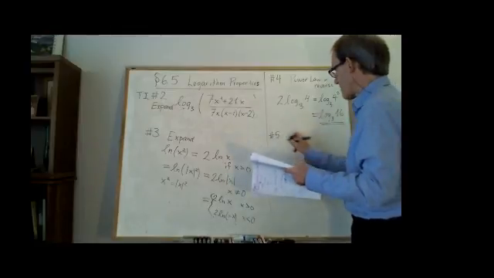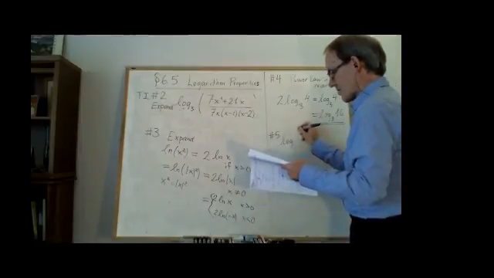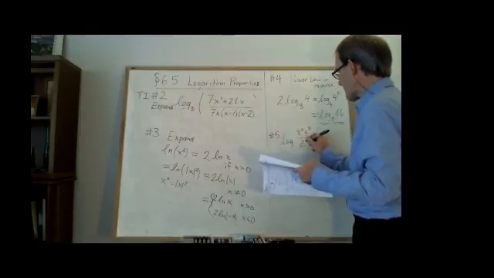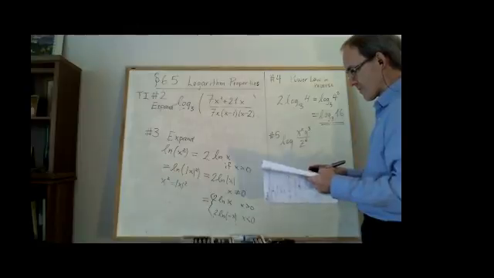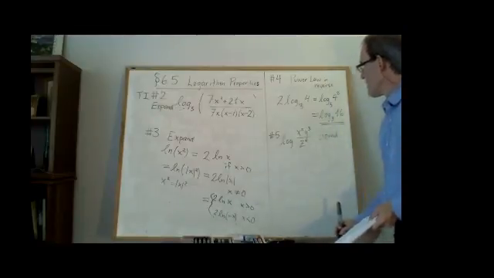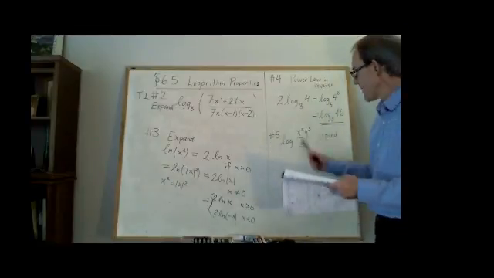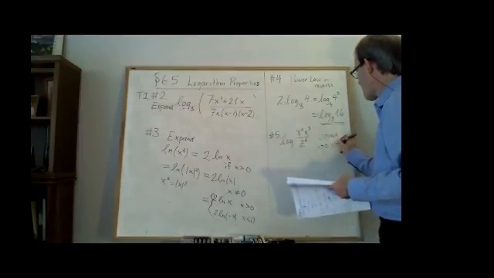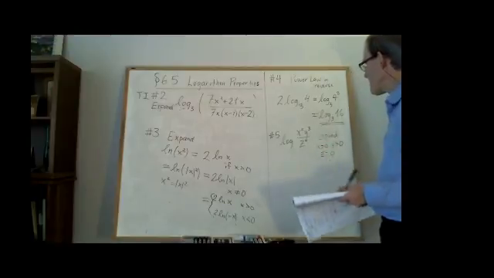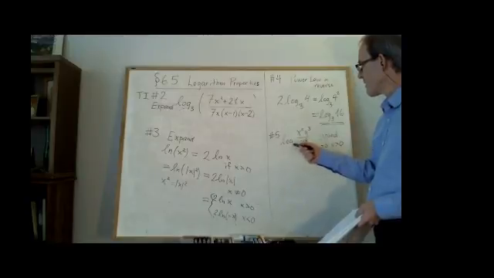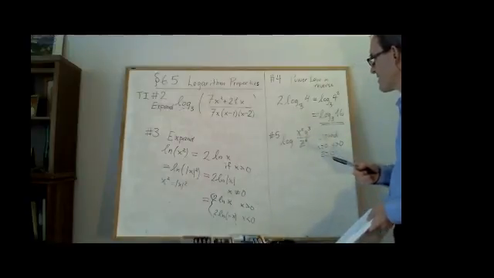log of x squared y cubed over z to the 4th. And you're asked to expand. All right. We'll assume that x, y, and z are all positive. And of course, if the base is not shown, and we have log, then that means it's base 10. Base 10 is assumed.